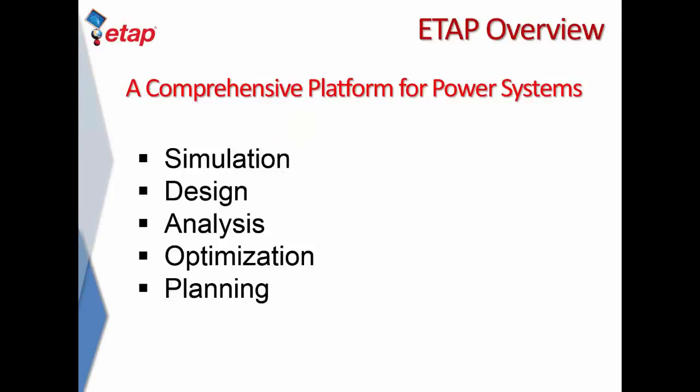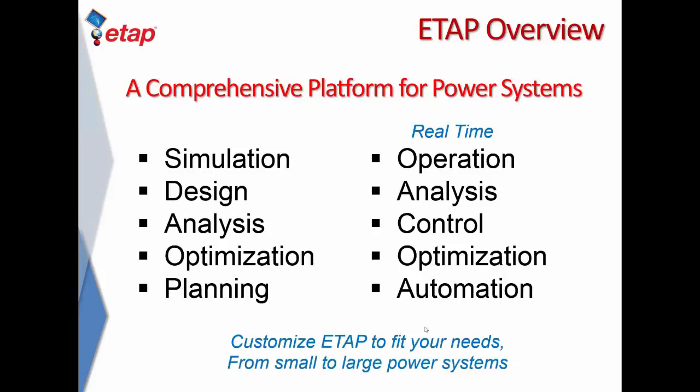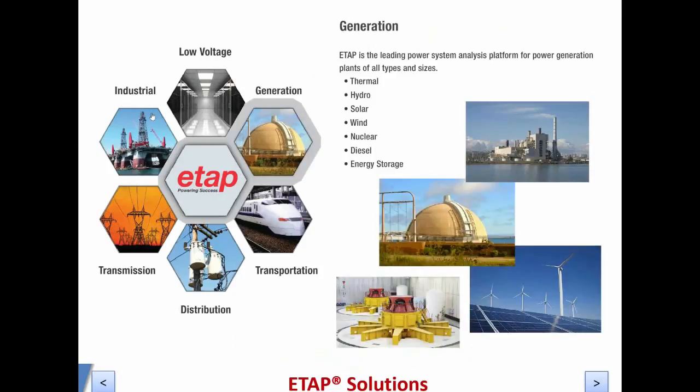ETAP basically is a software that allows you to migrate all the way from simulation, design, and analysis of your electrical system all the way into real-time operations. And because ETAP is extremely flexible, there are no limits on the number of components. You can essentially model networks from very small systems such as aircraft systems or shipboard systems all the way to large transmission and distribution systems in a very easy, graphical, user-friendly manner.